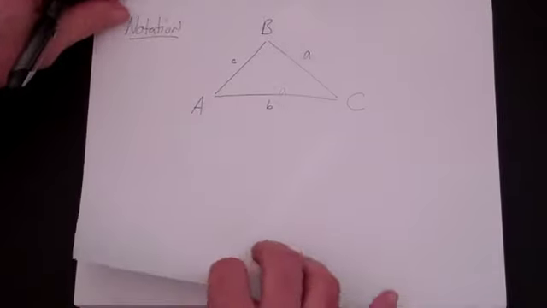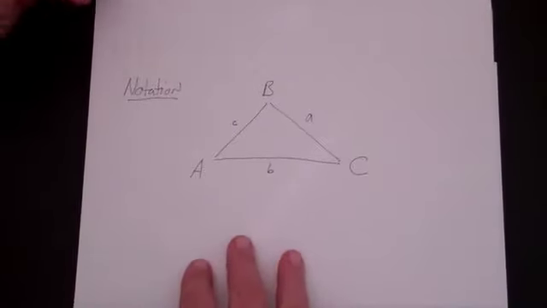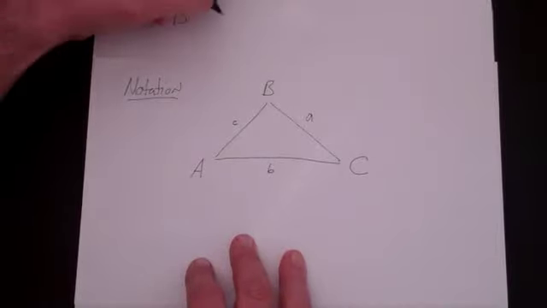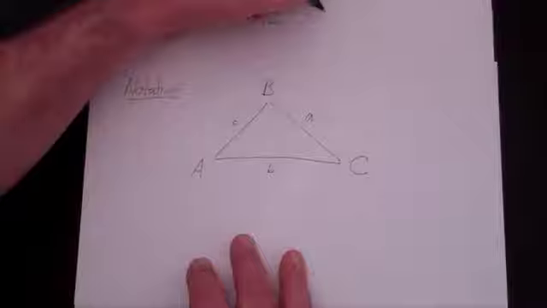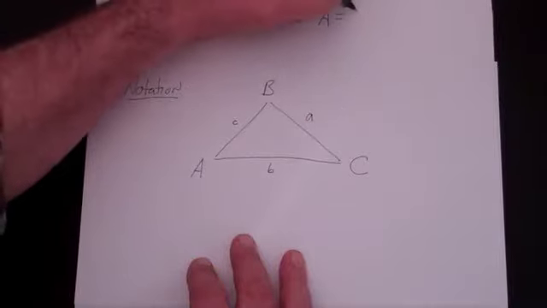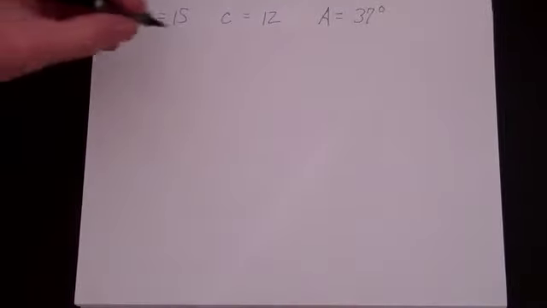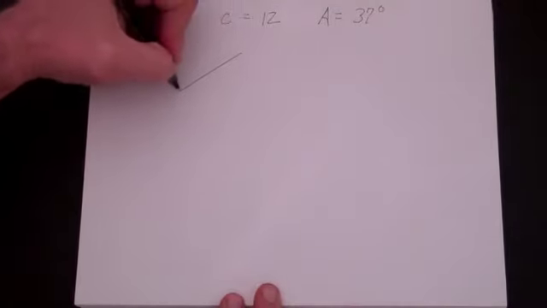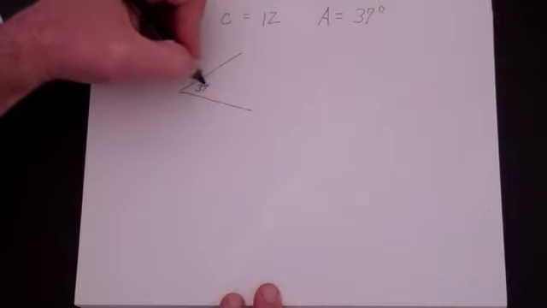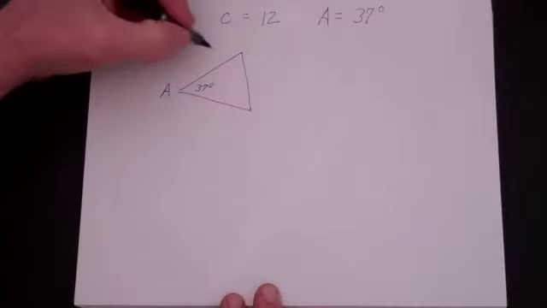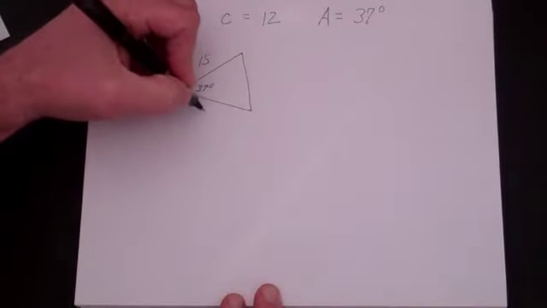So for an example, let's say that you were given that side B was 15 and side C was 12 and angle A was 37 degrees. We can draw that: 37 degrees. This is side A, which you don't know. This is a side, and this is a side.